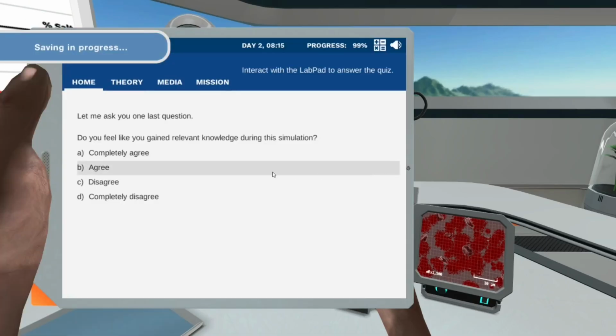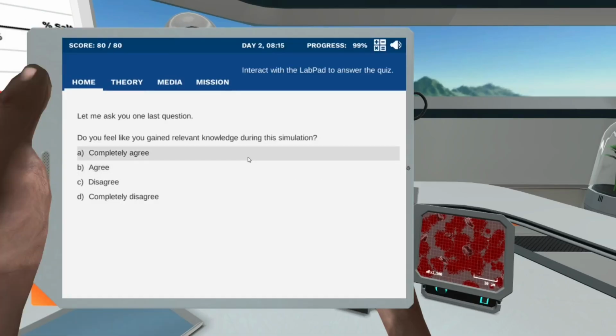Let me ask you one last question. Do you feel like you gained relevant knowledge during this simulation? A. Completely agree. B. Agree. C. Disagree. D. Completely disagree.